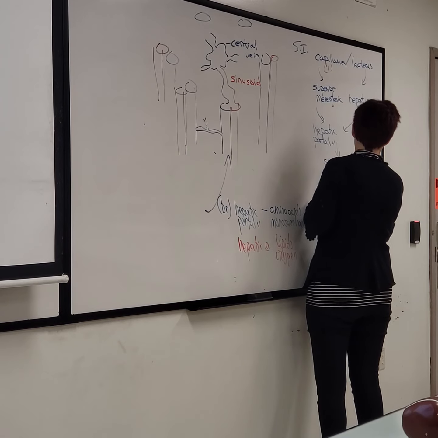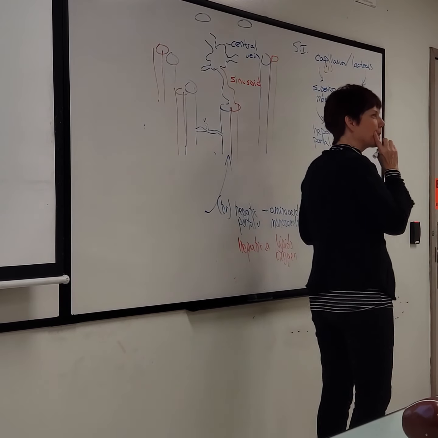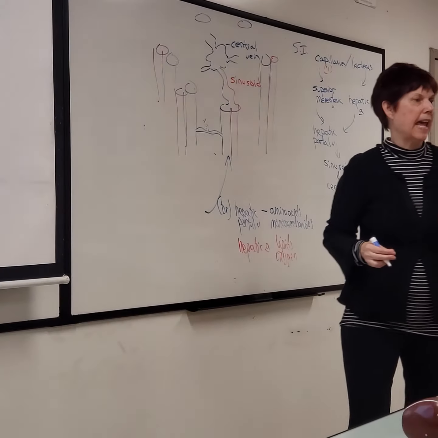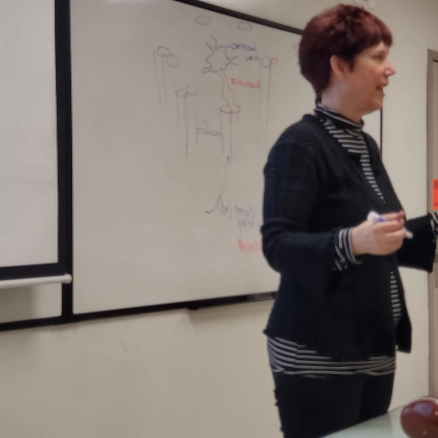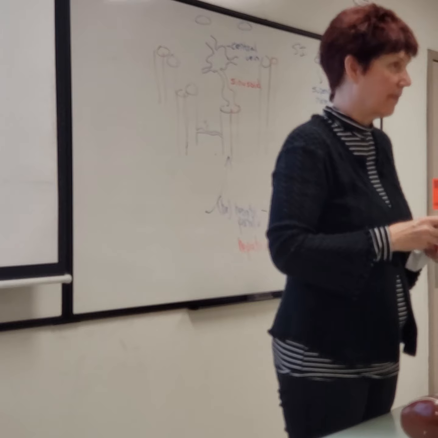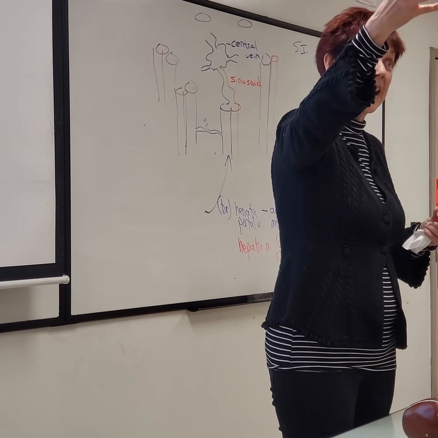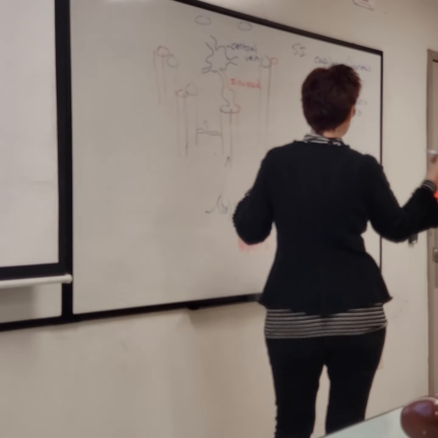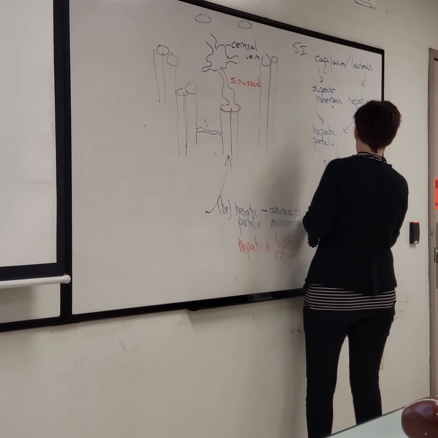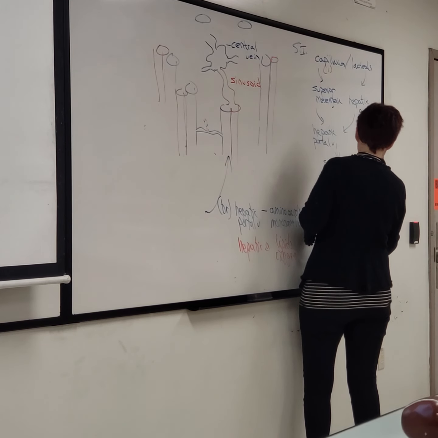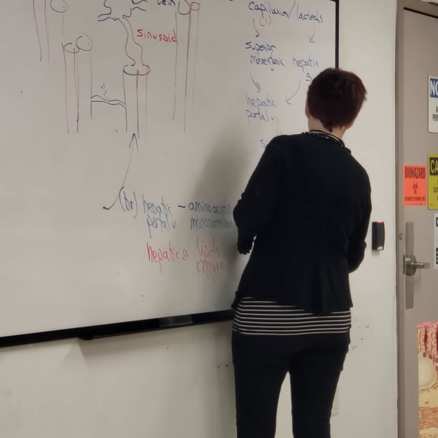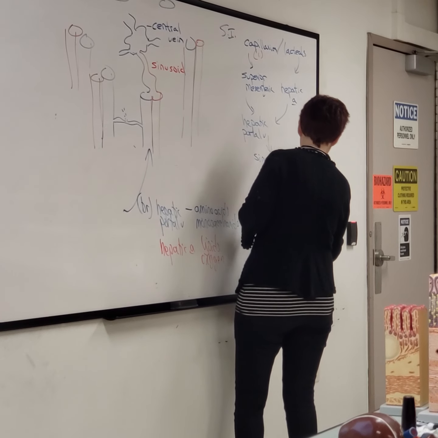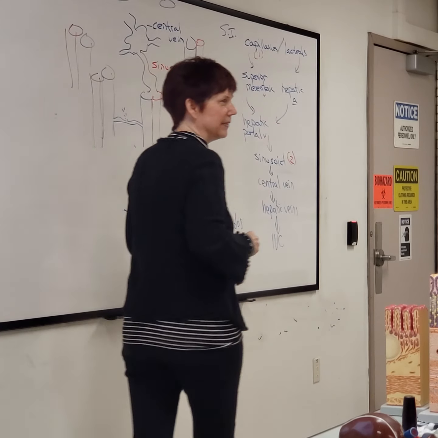And you know what comes next, because we've talked about it already. What is the vessel that carries blood out of the liver? Hepatic portal vein carries it into the liver. Hepatic vein, all right? So central veins then flow into the hepatic veins. There's usually between 3 and 4. And hepatic veins then flow into the inferior vena cava. Okay.